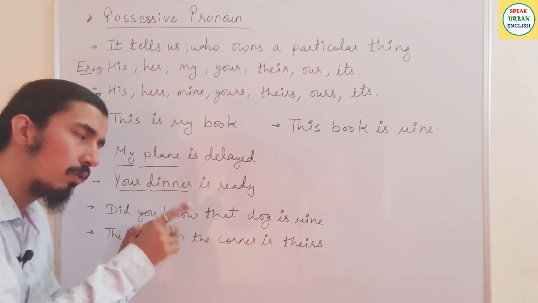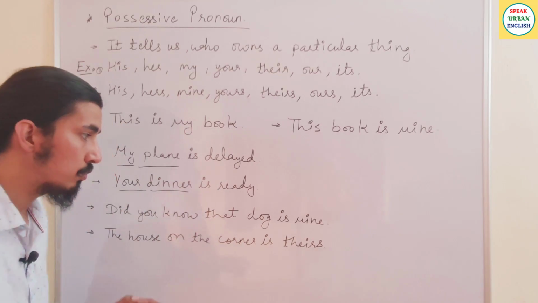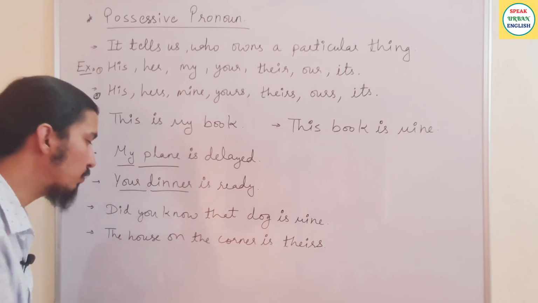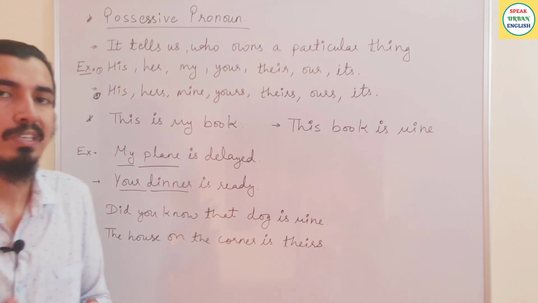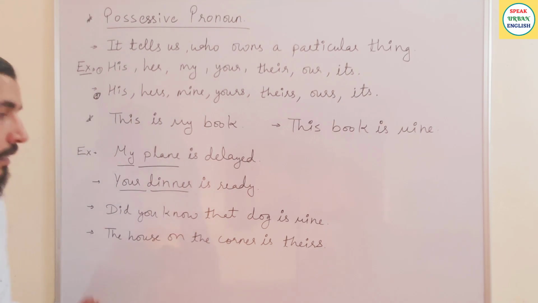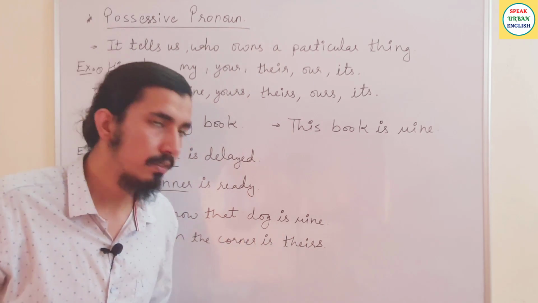The house on the corner is there. So there and the house, the possession, the thing of which the possession is being talked about, they are not adjacent to each other. So we will use category 2. So the house on the corner is theirs.